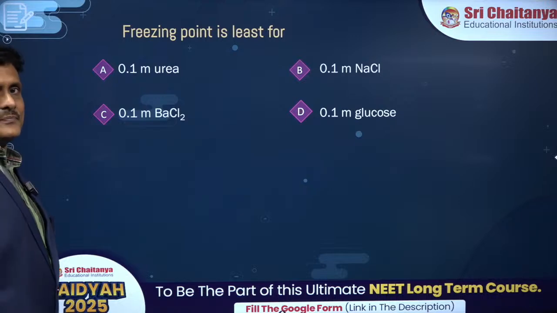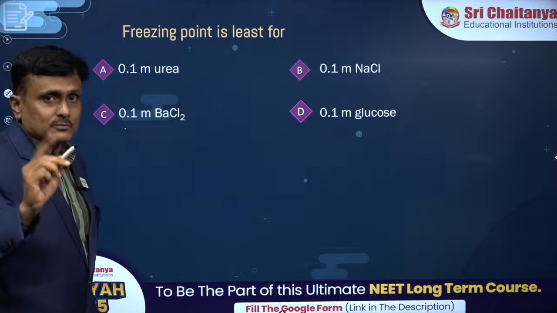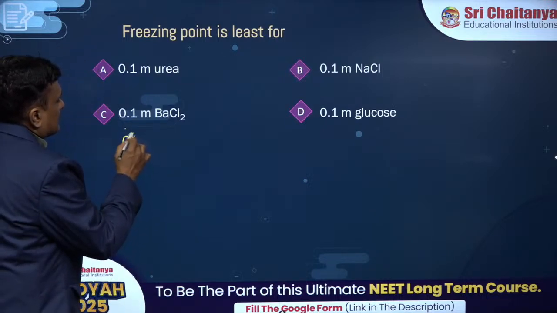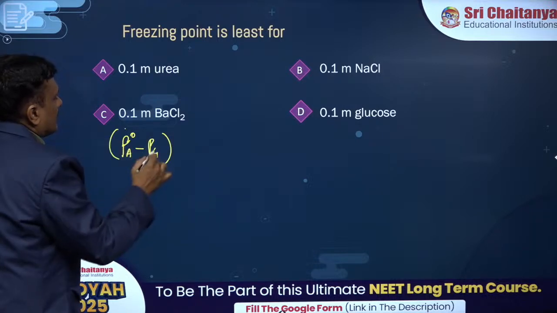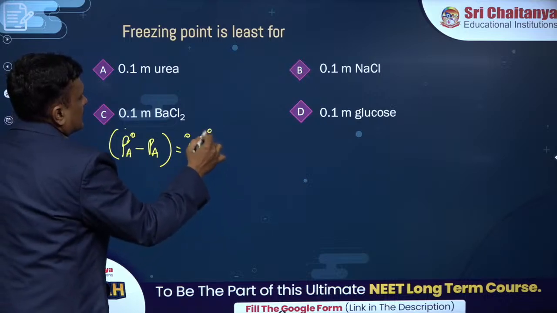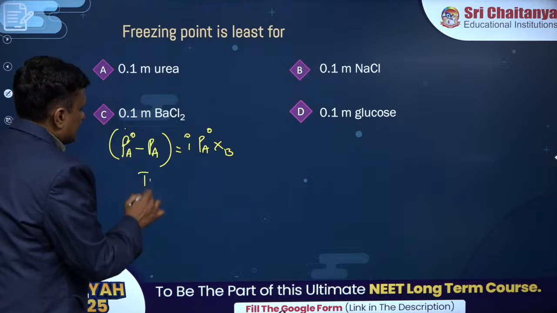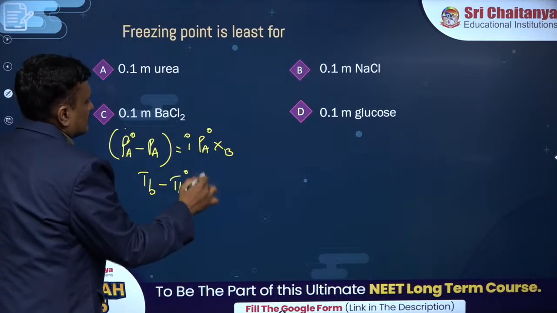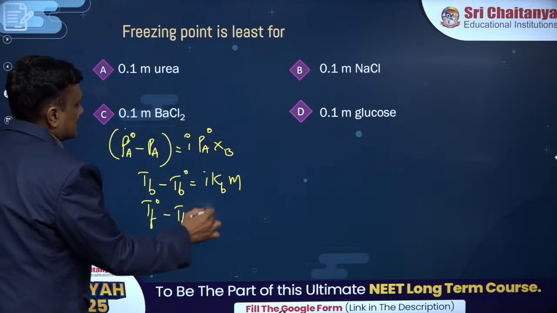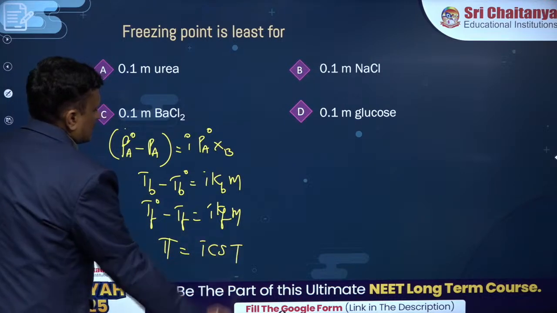Freezing point is least for, remember buddies, once you write all colligative properties, I want to generalize this. I want to give you some input related to this. Listen. Vapor pressure difference PA0 minus PA is equal to i times PA0 into XB. Delta TB, that is TB minus TB0, is equal to i times KB into molality. Delta TF, that is TF0 minus TF, is equal to i times KF into molality. Lastly, osmotic pressure pi is equal to iCST.